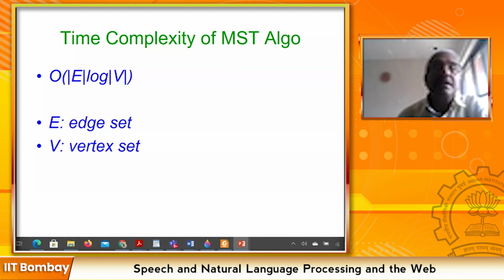In part-of-speech tagging, the complexity of the algorithm is the complexity of the Viterbi, and that is of the order of tag set square times the sentence length. So here also you can think about what would be the complexity of the algorithm in terms of the sentence length. Is it quadratic, linear, cubic, and so on.